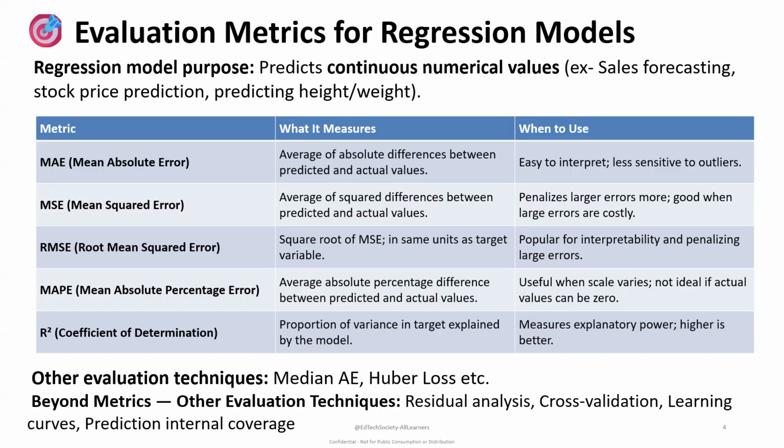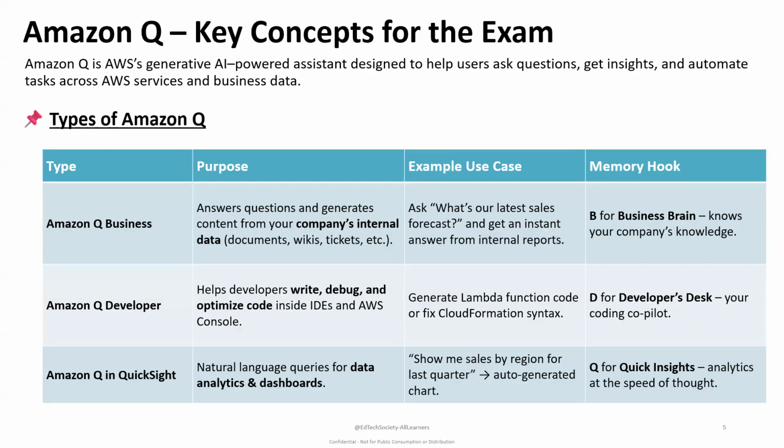Okay. Now that is, now metrics is over. This is Amazon Q. This is a very simple service that Amazon built, and it's an AI powered assistant, you can say, that is designed as a chatbot. You can ask questions, get insight, and task across any AWS services and business data. But there are three kinds of Amazon Q, and questions used to come. So it's very simple to understand. The three types of Amazon Q are Amazon Q Business, Q Developer, and Q in QuickSight.